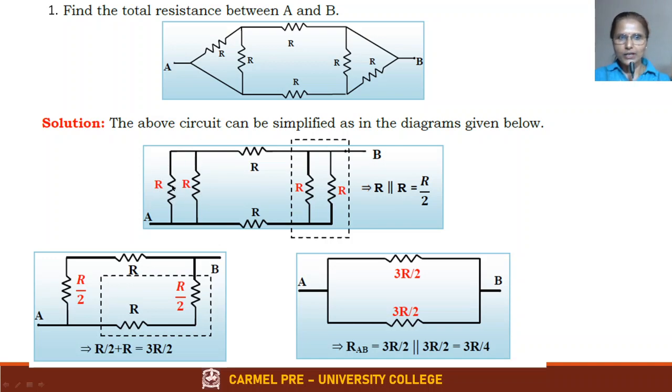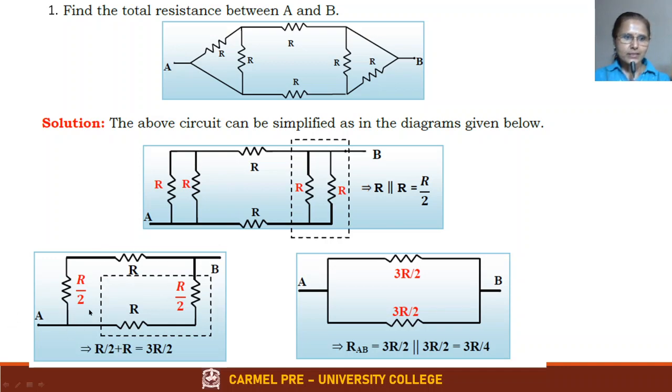Two resistances of equal value, if they are in parallel, then the total resistance will be R into R divided by 2R. Correct? So it is R1 R2 by R1 plus R2, remember? So when you substitute, it will become R by 2. This is also R by 2. When two resistors of the same value are connected in parallel, the equivalent resistance is R by 2. So this parallel combination can be replaced by R by 2. The rest of them you leave as they are.